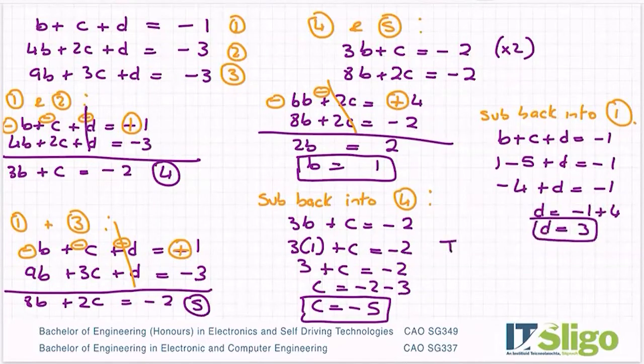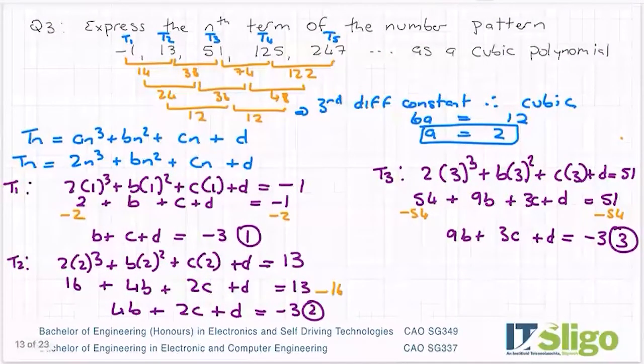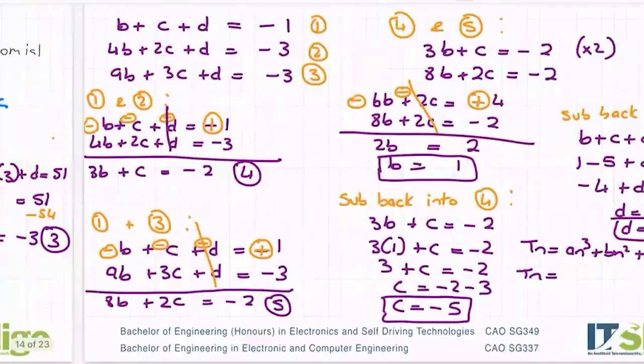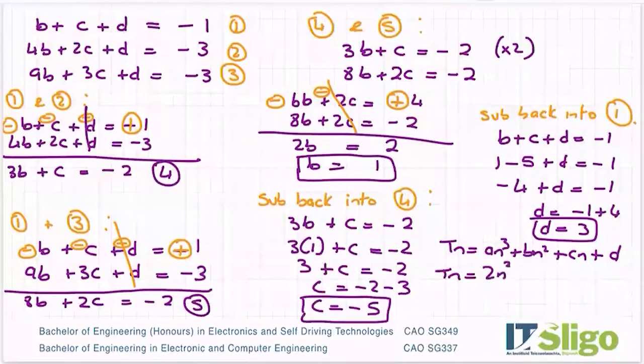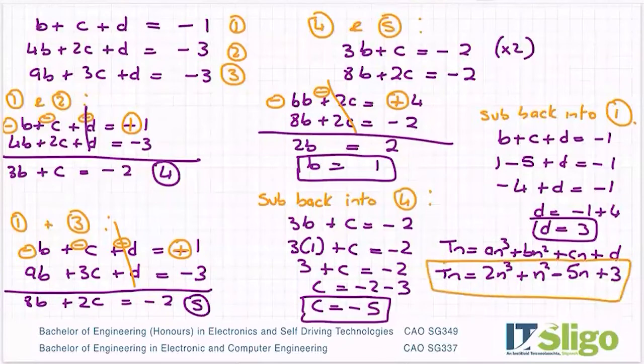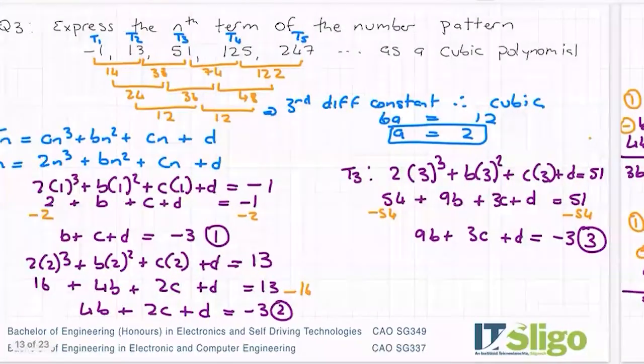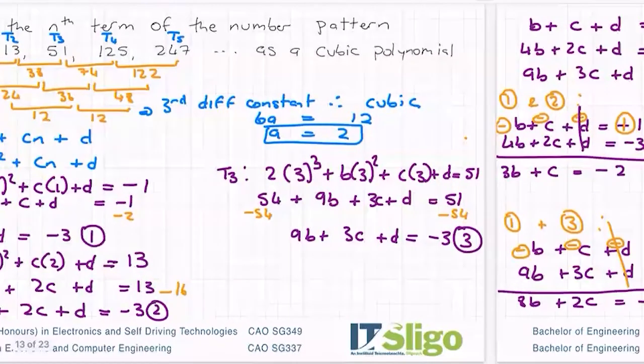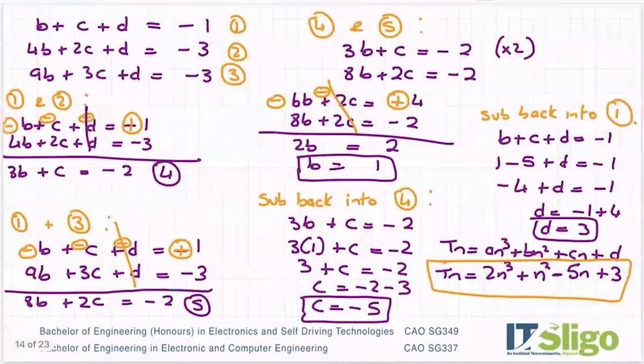Okay, and finally, you go for your general form, which was An cubed plus Bn squared plus Cn plus D, and fill in for your letters. So our A was 2. So we had 2n cubed plus my B is 1, so n squared. My C is minus 5n and my D is 3. So that is your cubic polynomial that represents the pattern minus 1, 13, 51, 125 and 247. So you can see quite an amount of work for that, okay?